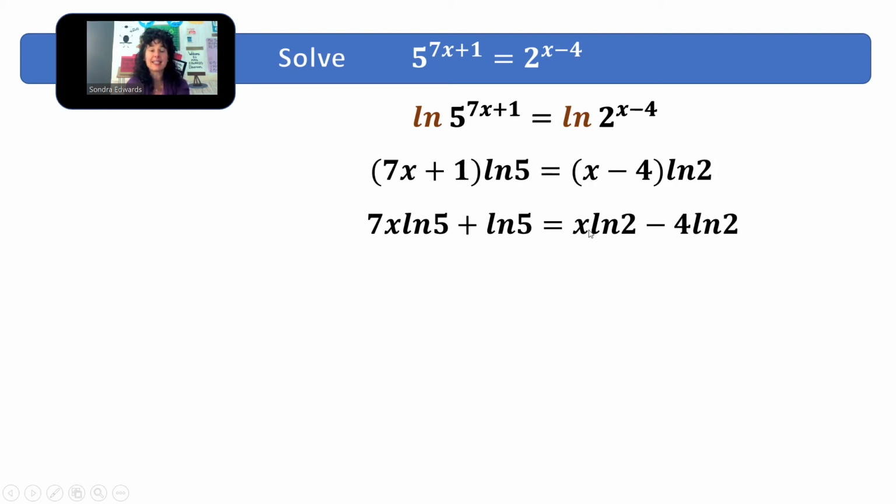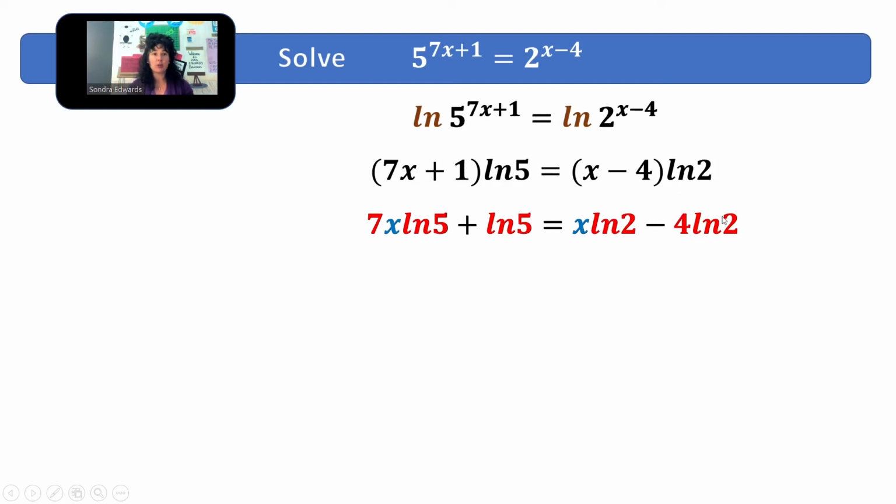ln 2 times x is x times ln 2. Danger, danger, don't write ln 2x. That does not mean the same thing, because then you'd be taking the natural log of the answer to 2x, and we want x multiplied by the natural log of 2, okay, and then minus 4 ln 2. Now that we've distributed, we want terms with x on one side and terms without x on the other side. Here I'm just color coding this. Notice this term has an x in it, this one does not. This has an x in it, this one does not.